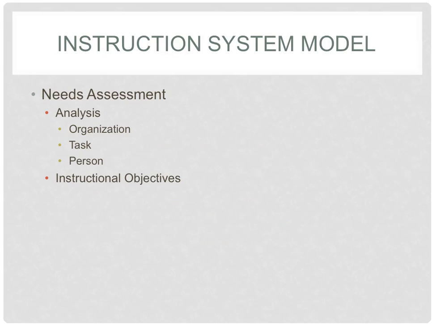Moving on to the next slide, the instruction system model. The instruction system model is how we engage in training in the company. The first thing that we need to do in any situation is to do a needs assessment, a needs analysis. We need to figure out what our needs are, where the problems are. We need to do some research at the organization level, in terms of the policies and what the organization needs, and at the task level, how the tasks are getting done, and then the people level, are the people prepared to perform the tasks that are needed to meet organizational goals.